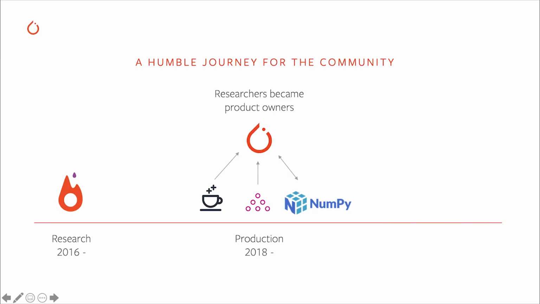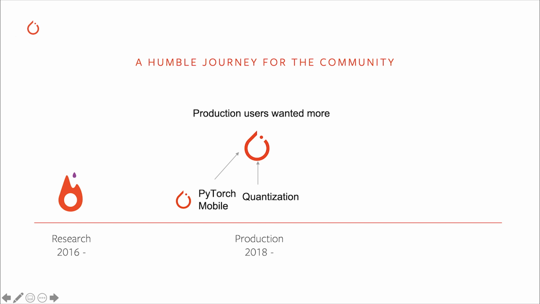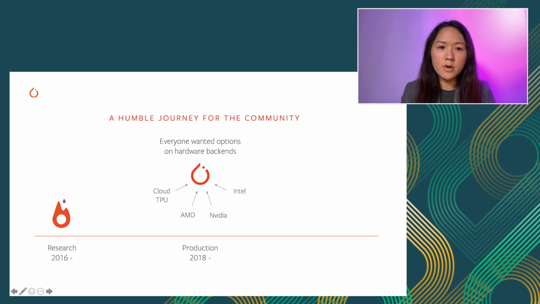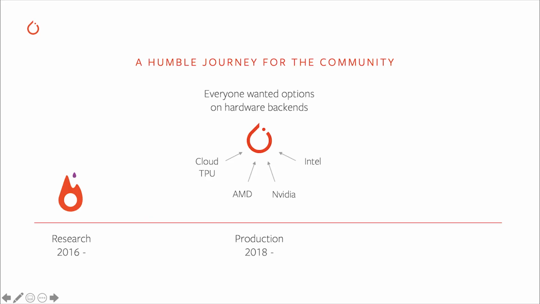In order to serve their needs, we made a huge pivot on PyTorch 1.0. We merged PyTorch with Caffe2 and built TorchScript to enable production. We kept expanding scope to cater to our users by adding major features including PyTorch Mobile and quantization. Everyone wanted options on hardware backend, so we work with many hardware vendors to increase hardware portfolios for PyTorch.